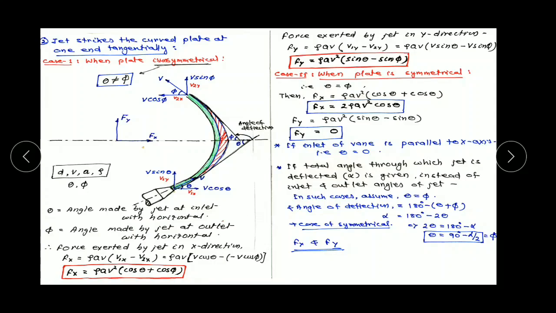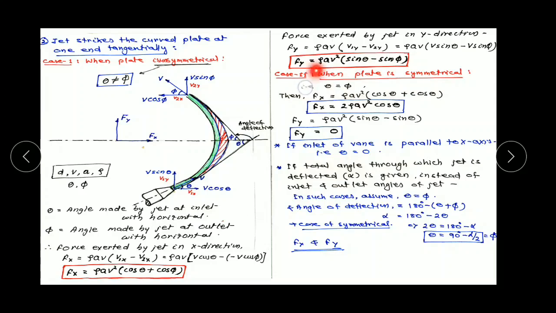Here work done equals 0, because these are fixed plates. The jet strikes the curved plate which is stationary, and we are considering only stationary plates. So in the stationary plate case, no work is done.